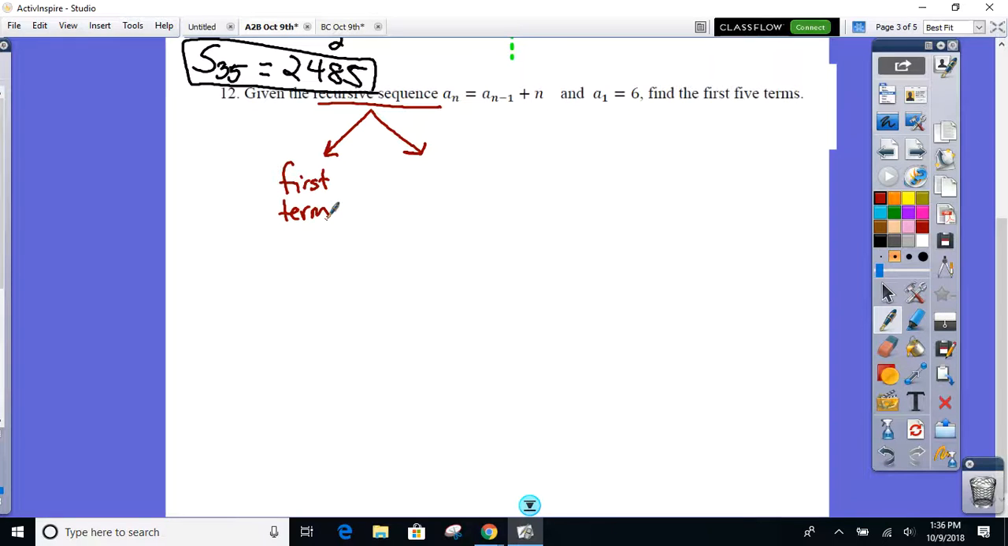Okay, you have to give me the first term if it's going to be recursive. And then I have to give you a rule using previous term. So you should see two parts to every recursive sequence. The first term and then the rule using the previous term. And that's what I gave you here. First term of this sequence is 6, and it says find the first 5 terms.